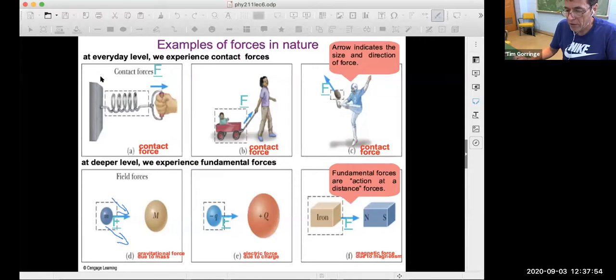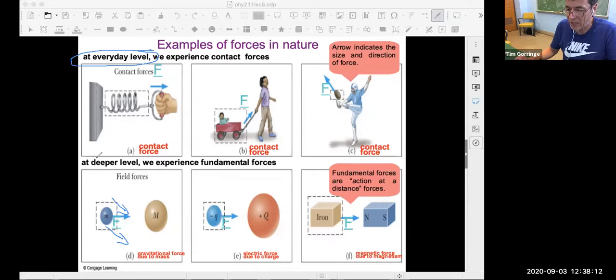Okay, so on this slide, on the upper panel, I'm picturing what I might call everyday forces, the forces that we see in our everyday experience. And on the bottom panel down here, I'm picturing what we would call fundamental forces, what we would see at a deeper level. So let me just work through this slide a little bit.